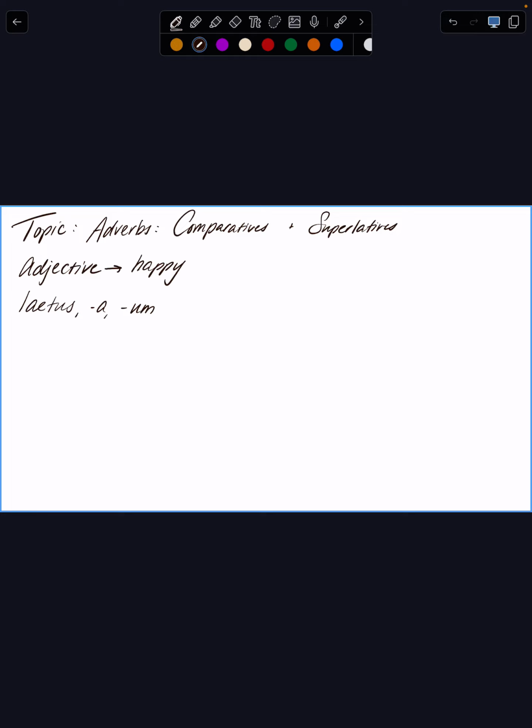Now if I wanted to say happier, how would I say that? In theory, yes. Let me double check it and make sure it's correct. Okay, so it'd be laitior, laitius. And laitissimus would be the superlative. Okay, so that's an adjective example.